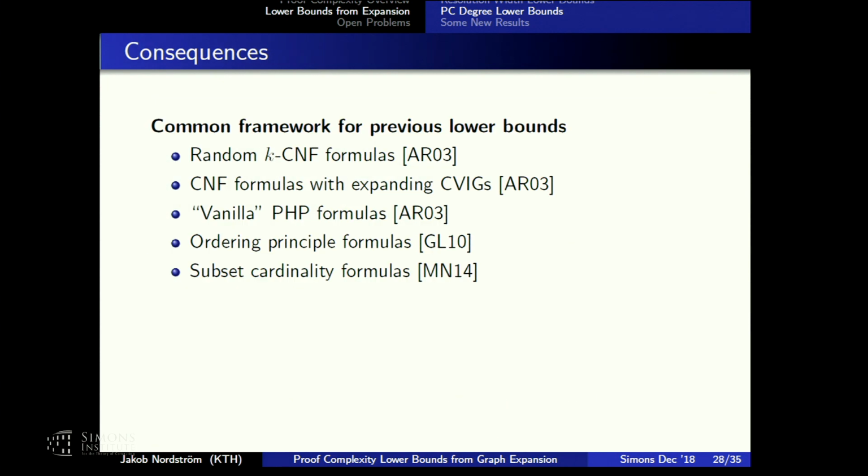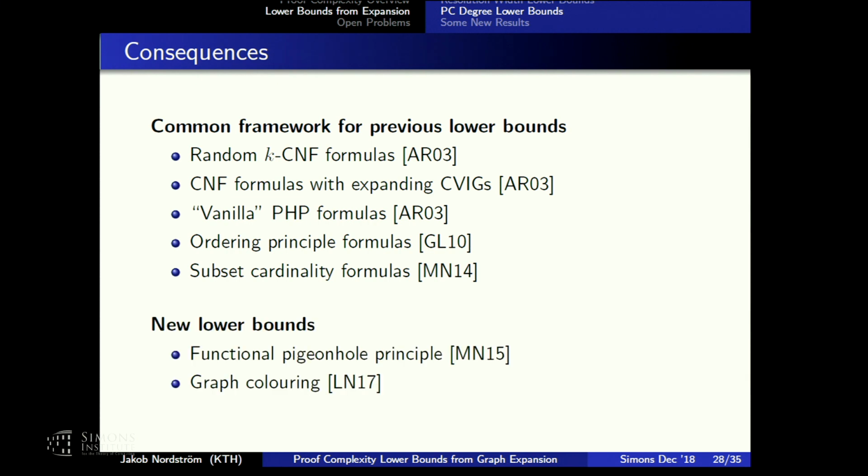Okay, so what happens? This is a way of basically giving all lower bounds for polynomial calculus, except the ones that depend on the characteristic. And we can do some new lower bounds that I hope to be able to tell you about, for the functional pigeonhole principle and also for graph coloring.